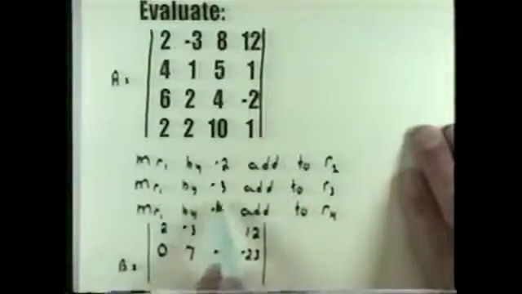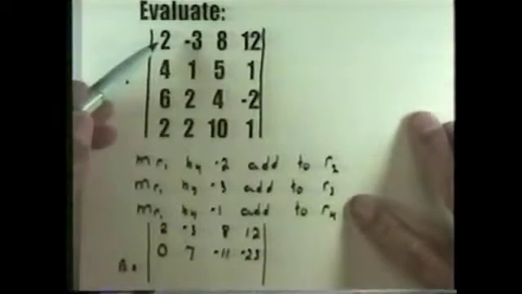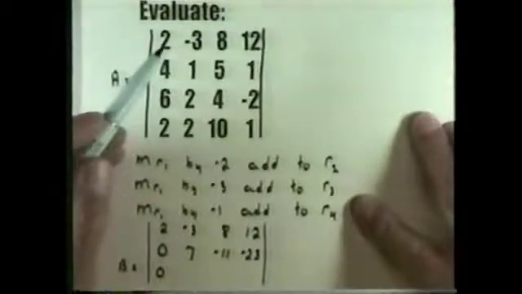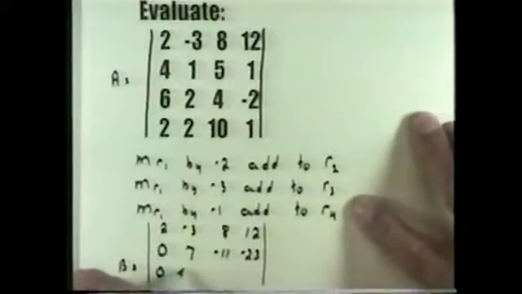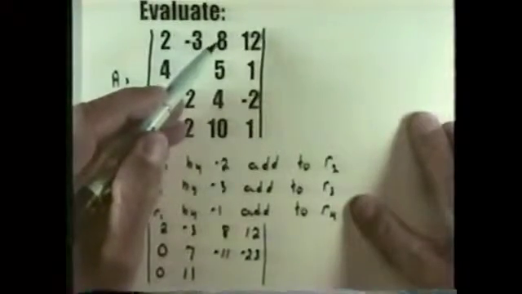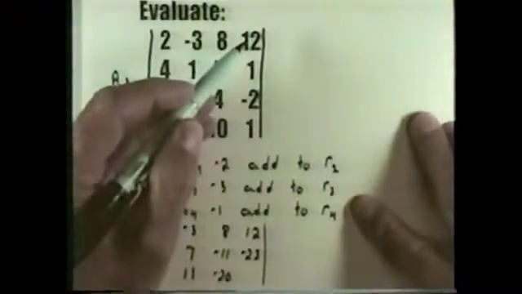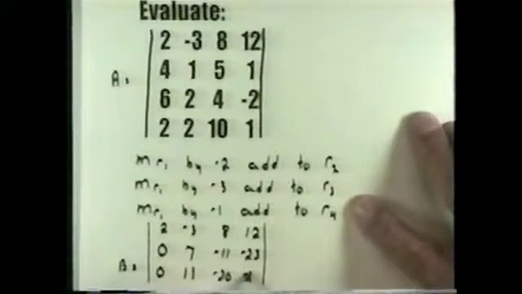Now I'm going to multiply row 1 by -3 and add to row 3. 2 times -3 is -6, plus 6 is 0. -3 times -3 is 9. 9 plus 2 is 11. 8 times -3 is -24. -24 plus 4 is -20. 12 times -3 is -36, minus 2 is -38.